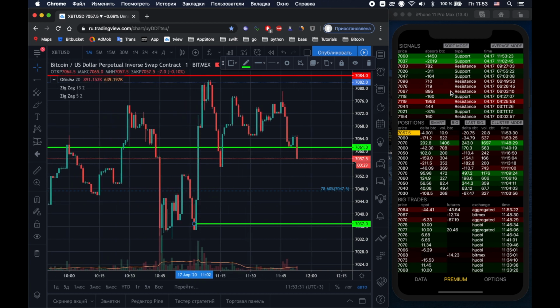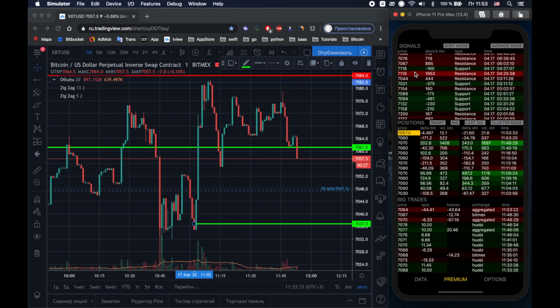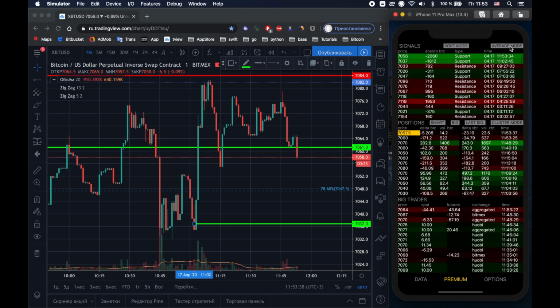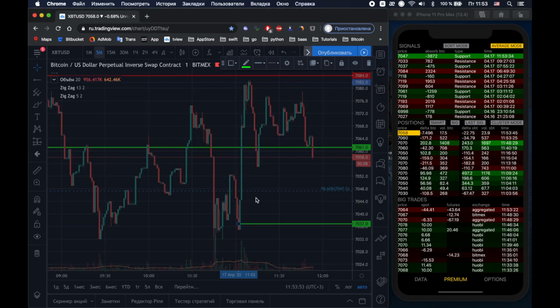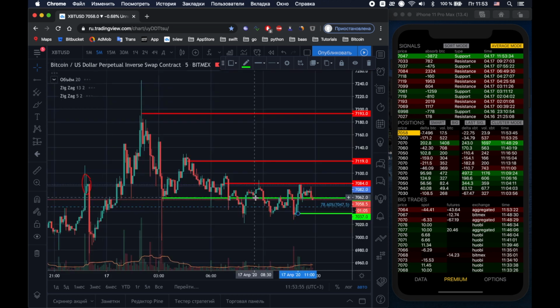So the signals are different. Some are high, others are low, and there's also average mode here. It shows us the large signals, it counts. So basically, we want to know about signals that start from 1,000. So 7193, for example.